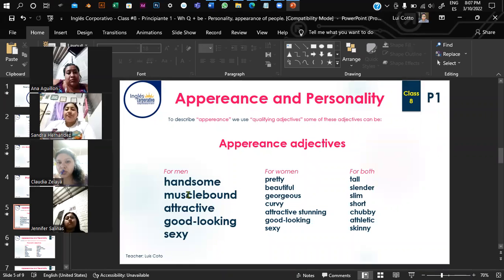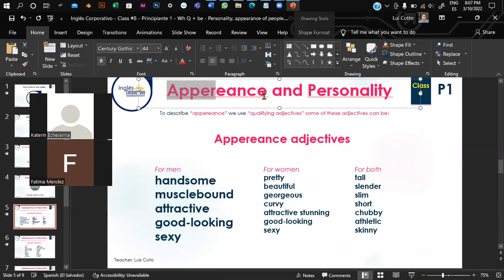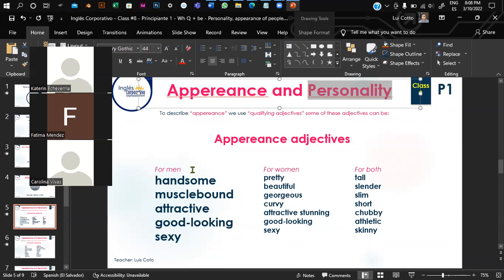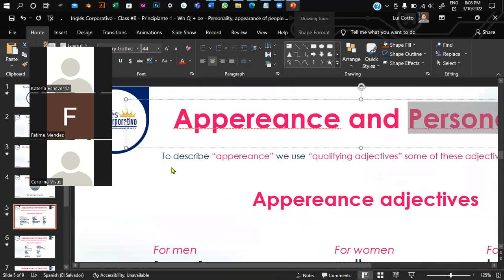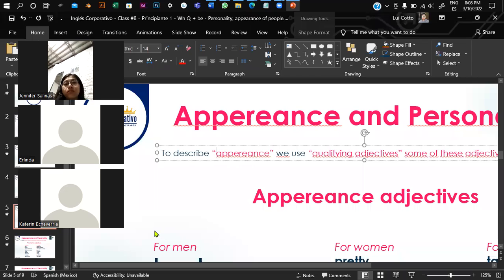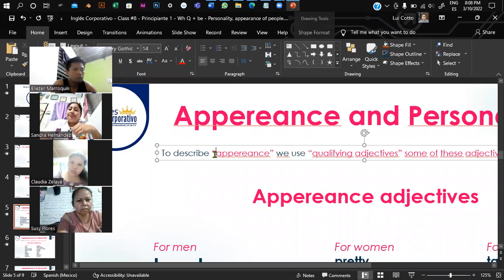This is the topic. What is the topic? Let's repeat: appearance and personality. Appearance is the way that you look outside, my physical appearance, and my personality is inside, the way I am. Who can read the definition? To describe appearance.